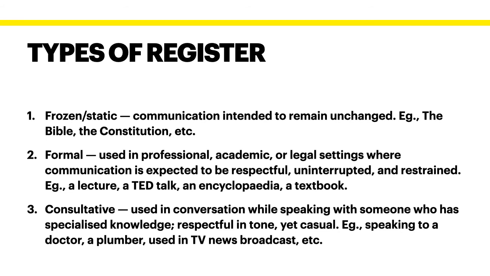Sometimes, generally, we tend to think that there are only formal and informal registers, and we have already studied the specificities of formal versus informal language. But most linguists say that you can divide register into 5 different types. The first type is called the frozen or static register.